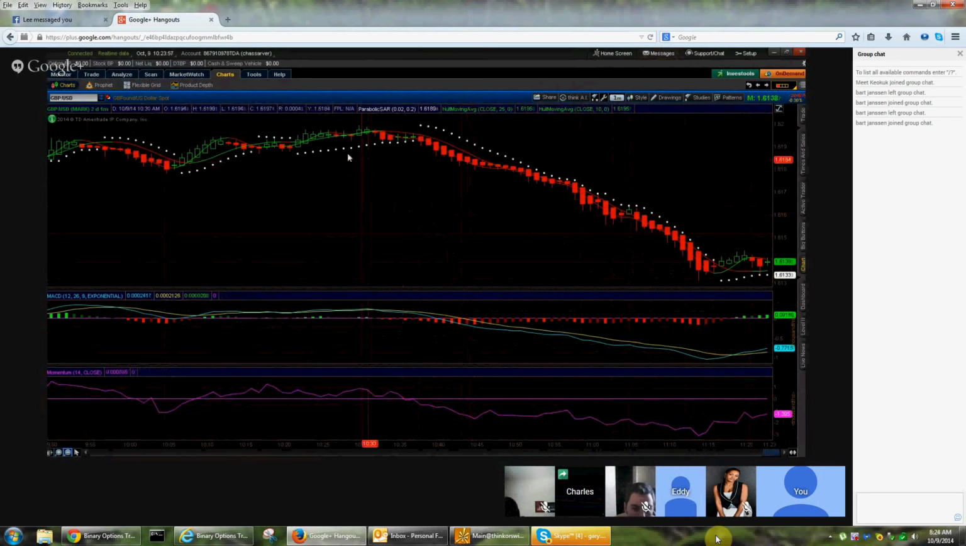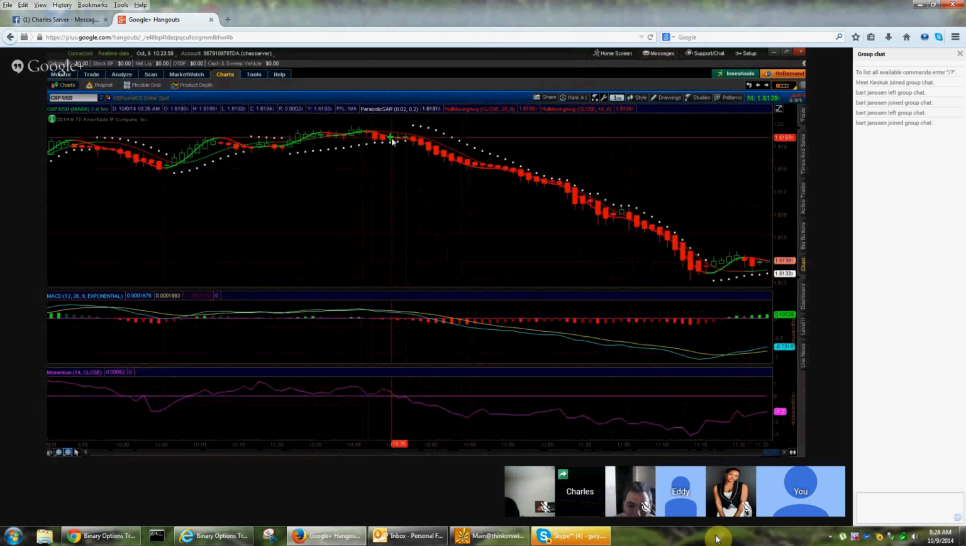I wish I could see these lines a little bit better. I think I'm going to change my hull colors, especially when the red gets in these red candles. Hard to read. So I'm probably going to change it to white or something.